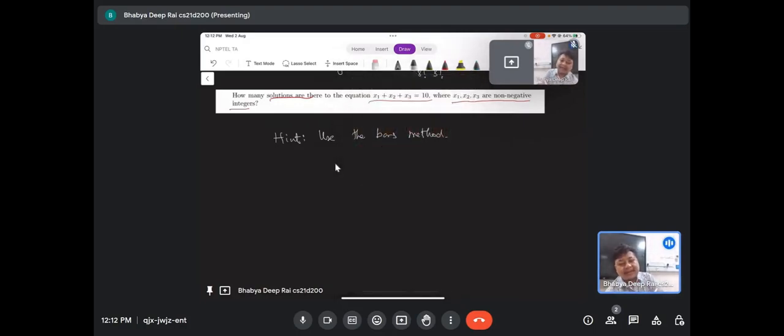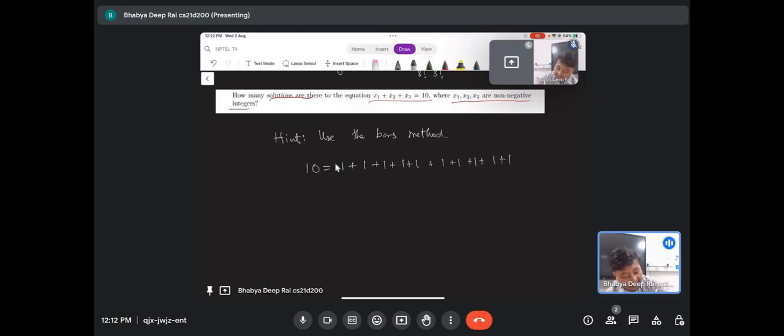So the idea is as follows. At the end, you want the sum to be equal to 10. And 10 can be written as 10 ones: 1 plus 1 plus 1 plus 1 plus 1 plus 1 plus 1 plus 1 plus 1 plus 1. It can be written as a sequence of 10 ones. This is equal to 10.